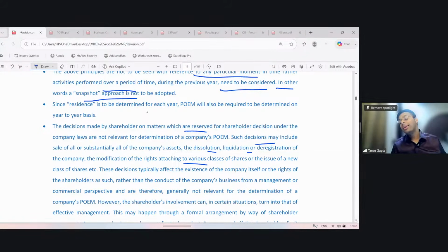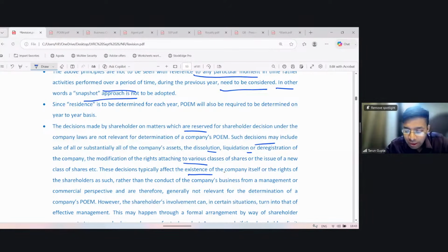So if shareholders are taking these decisions, then these are not the decisions which we are referring to in the case of POEM. These are actually taken by shareholders and have no relevance to determine where the POEM is situated. In the POEM, we are actually looking for key management and commercial decisions, which affect the entity as a whole. And such decisions are where, in substance, being made.